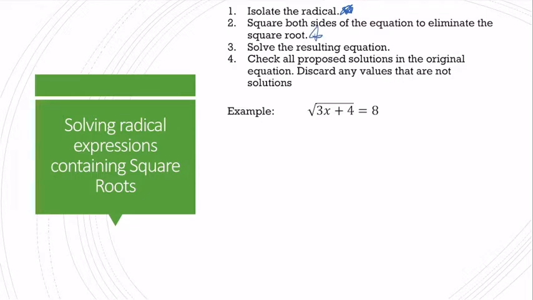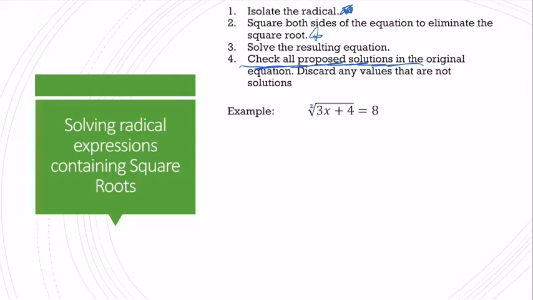Now you could be working with a cube root, and then you need to cube both sides of the equation, but right now we have a square root. Next you're going to want to solve the resulting equation and then check all proposed solutions in the original equations. Now, normally I'm like, it's cool, we don't need to check the solutions, especially when we're working with linear equations, right? But for these, you have to check solutions, and I'm going to show you why throughout the course of this PowerPoint.